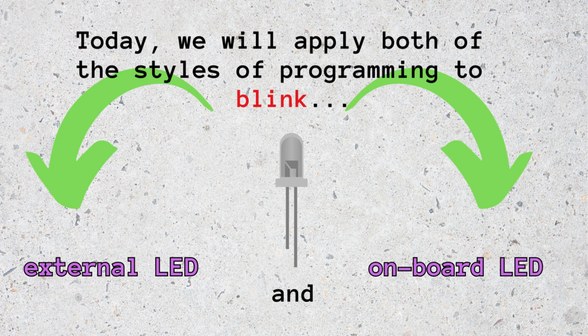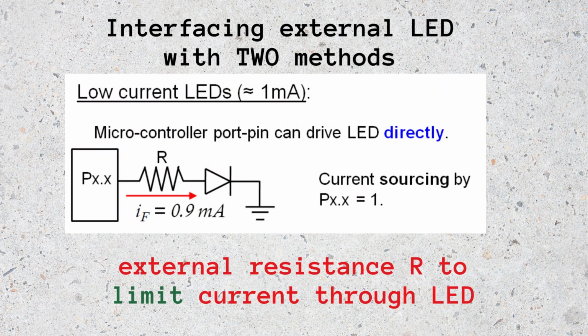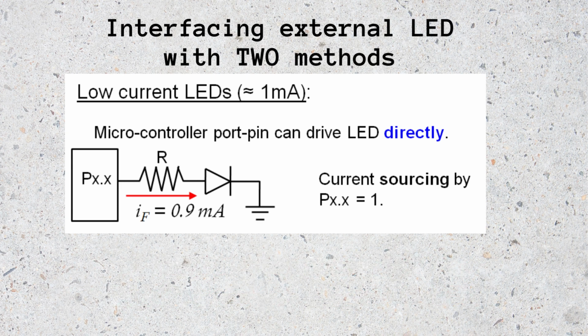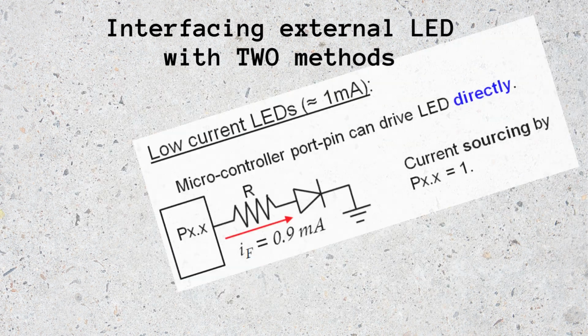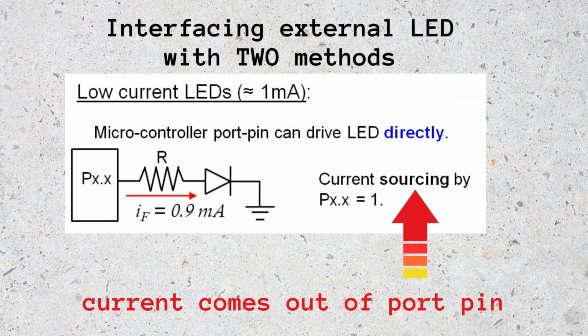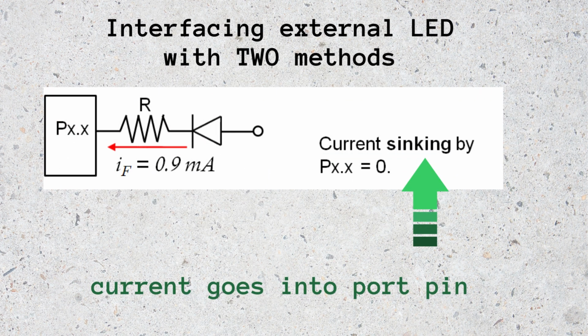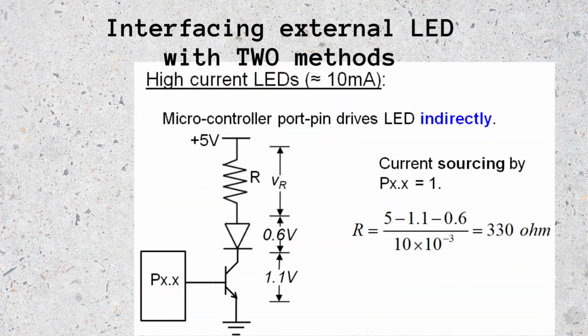However, before proceeding, we should note that an external resistance must be connected to the LED in order to restrict its current. This current may come from the port pin of the microcontroller, called current sourcing. Otherwise, the current may go into the pin also, called current sinking. For a high current LED, the port pin may not be capable of carrying high current.